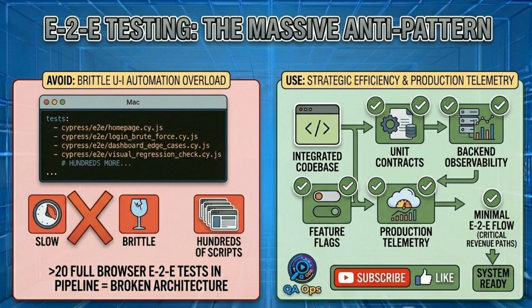Stop trying to automate every visual edge case. Delete your massive UI test suites. Automate only the critical revenue paths and rely on feature flags and production telemetry to catch the rest.